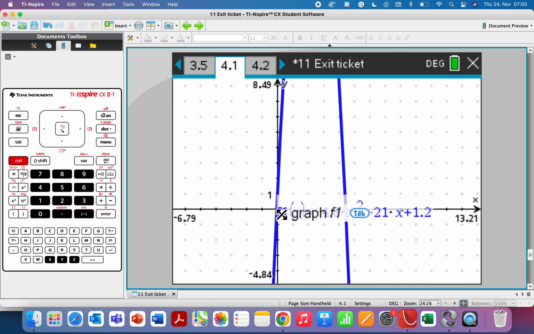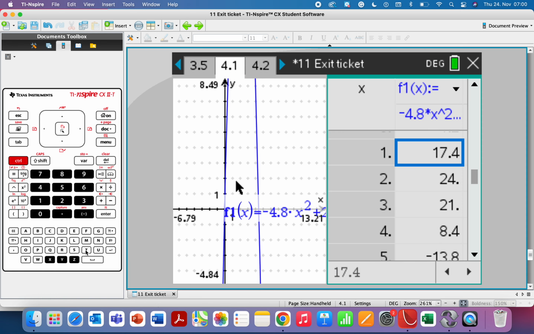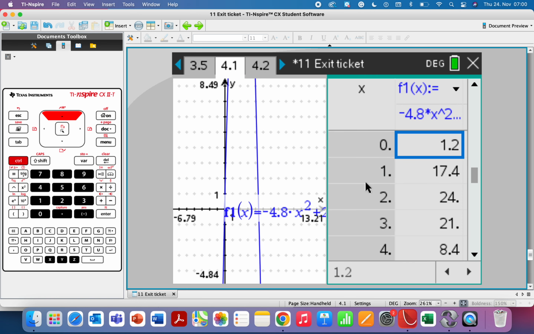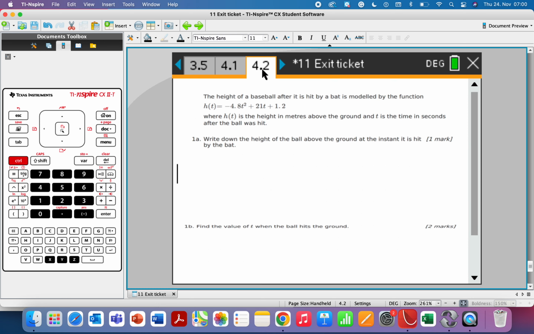It'd be nice to see the up and down, right? The best way is Control T, the table of values, and then look, when t equals 0, the h is 1.2, t equals 0, h is 1.2, so we can go and fill that in.